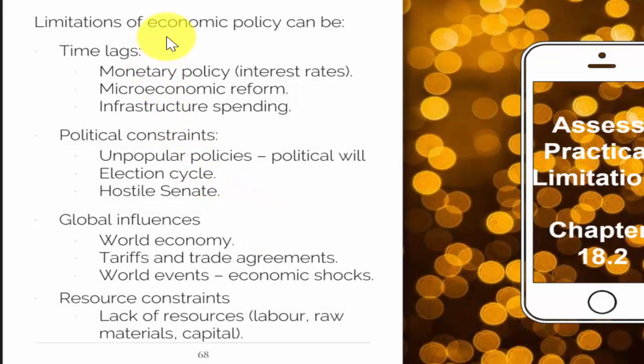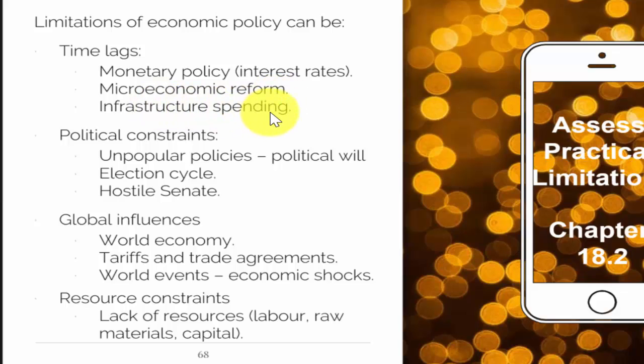In terms of limitations of economic policy, that's in chapter 18.2 that you can access. Here's a big long list. The main heading that you should consider is time lags. It takes a long time for some of these policies to take effect, especially talking about monetary policy. That can be between 9 and 18 months. Microeconomic reform can take years.